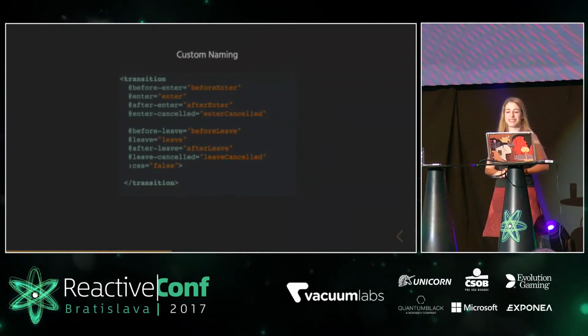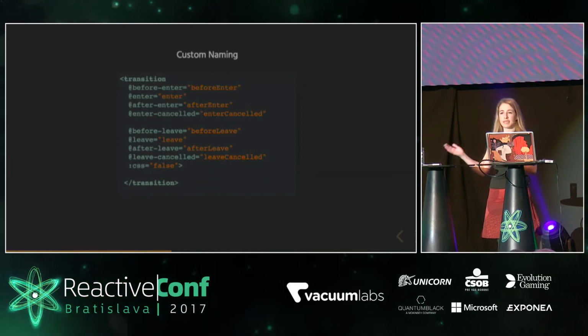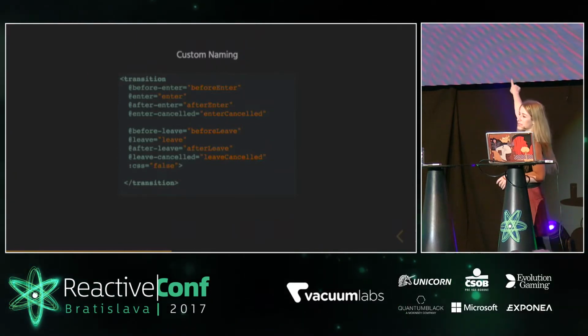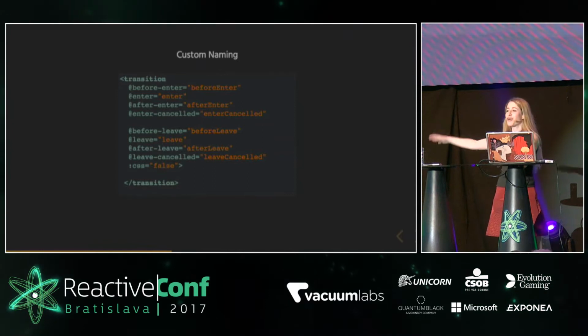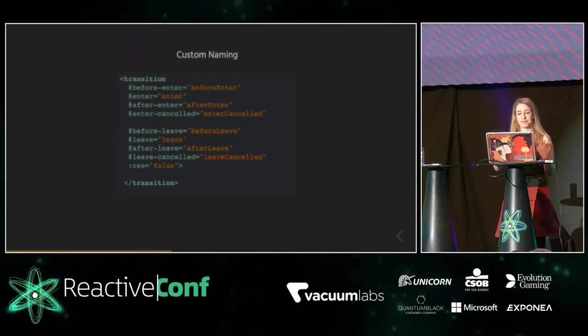So here we have some custom naming for our hooks. Each part is available to us. We can use as many of these as we'd like. We don't have to use any of them. We can also state that the CSS is false so that the transition component is not going to go looking in the CSS for things. It's going to go looking in our methods instead.